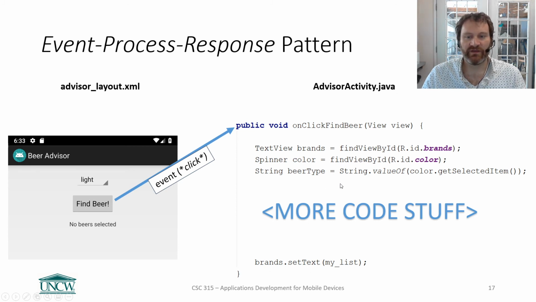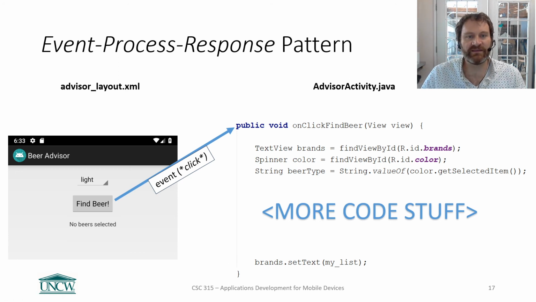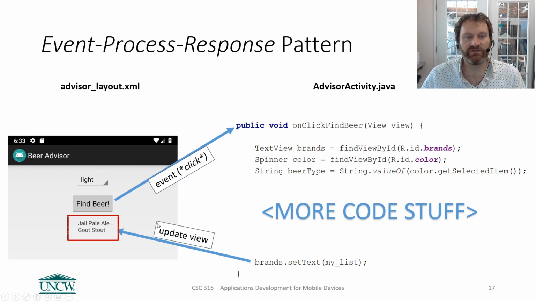This code fires, it does some processing, does a variety of stuff, does whatever you need it to do, and then importantly at the end this Java code winds up updating the view. Okay, so you will call a Java method in here and it will dynamically, magically update what the user sees on the screen. Okay, so the event comes in, you process it in the code, and then you respond by updating the view.